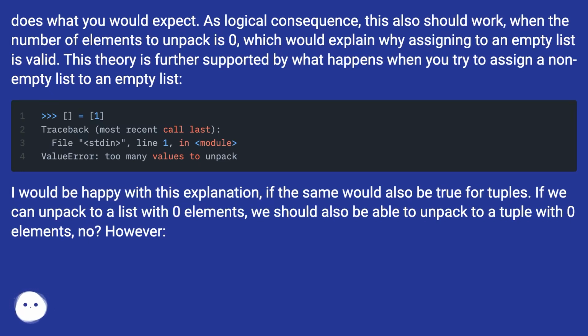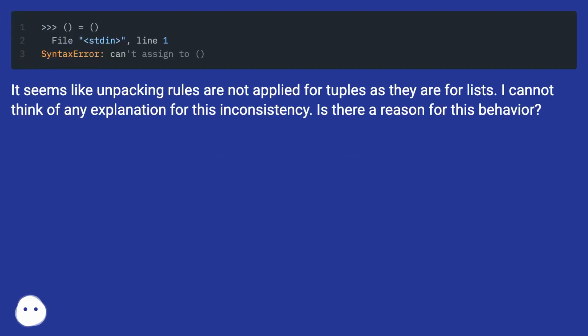I would be happy with this explanation if the same would also be true for tuples. If we can unpack to a list with 0 elements, we should also be able to unpack to a tuple with 0 elements. No. However, it seems like unpacking rules are not applied for tuples as they are for lists. I cannot think of any explanation for this inconsistency. Is there a reason for this behavior?